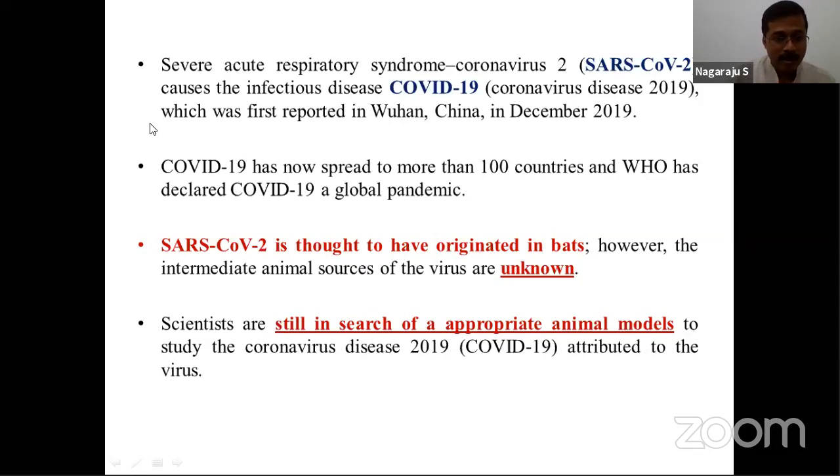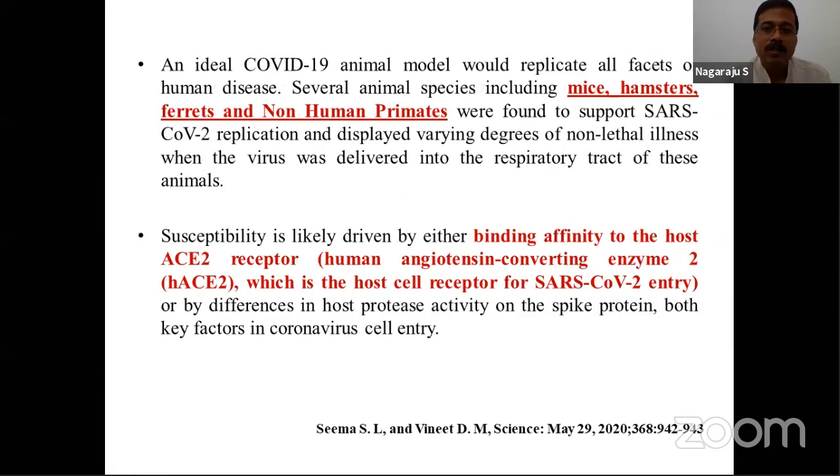Now the problem arises. The scientists are still in search of an appropriate animal model. We don't have an exact animal model which can replicate the characteristic features of humans in animals. This is why we are finding it difficult to find a treatment or a vaccine for COVID-19, attributed to the virus. So is it that we don't have one, or that we are not yet at the point of identifying animal models? There are several people working all over the world. The scientists are working on identifying a suitable animal model for COVID-19.